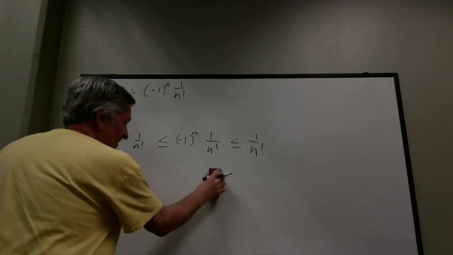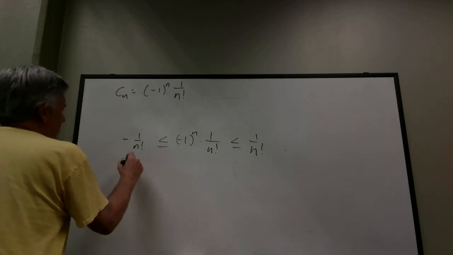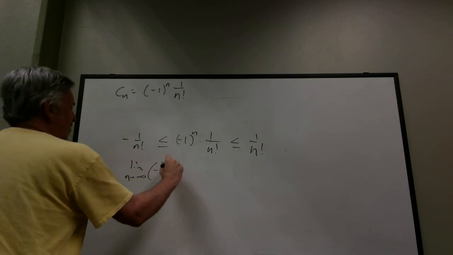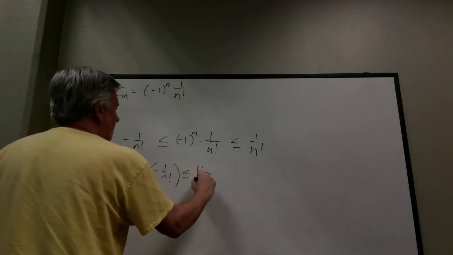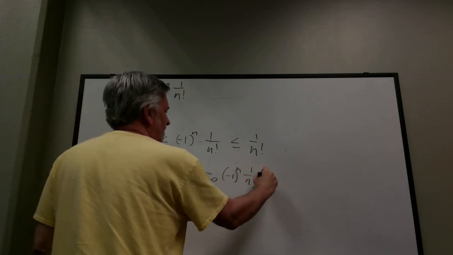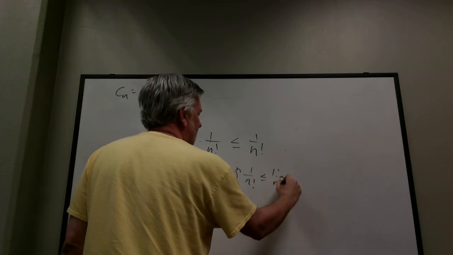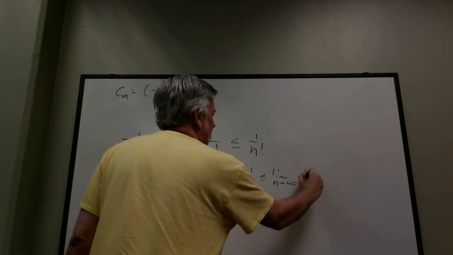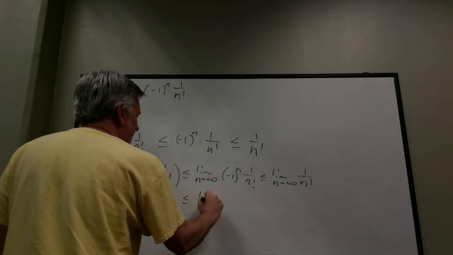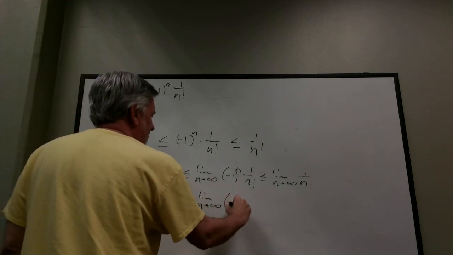Again, this isn't what the book is doing. And so, therefore, the limit as n goes to infinity of -1 over n factorial is less than or equal to the limit as n goes to infinity of (-1)^n times 1 over n factorial, less than or equal to the limit as n goes to infinity of 1 over n factorial. So again, we're interested in this limit, the one in the middle.